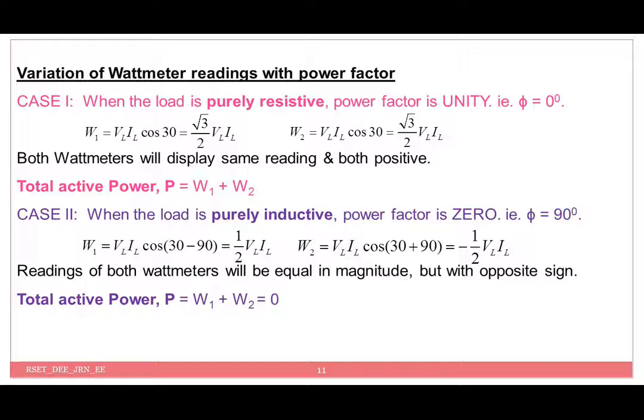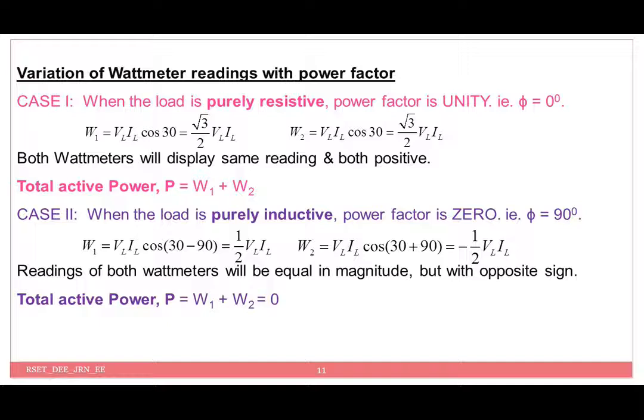Now you have seen how active power, reactive power, and power factor can be computed using the two wattmeter method. Now the variation of wattmeter readings with power factor will be discussed, and the loads can be purely resistive, purely inductive, purely capacitive, RL load, RC load, etc. So first case, let us see when the load is purely resistive.